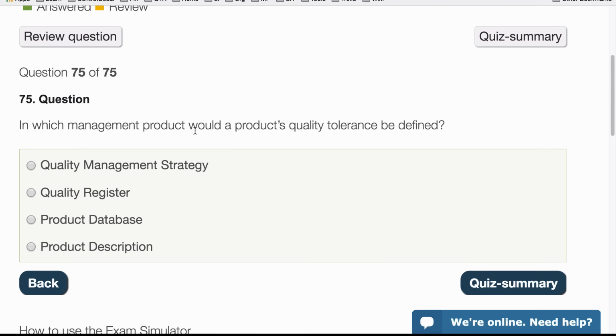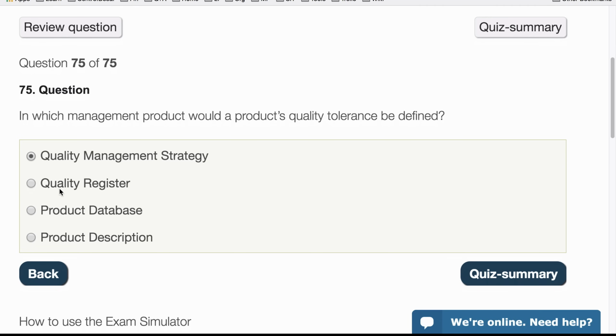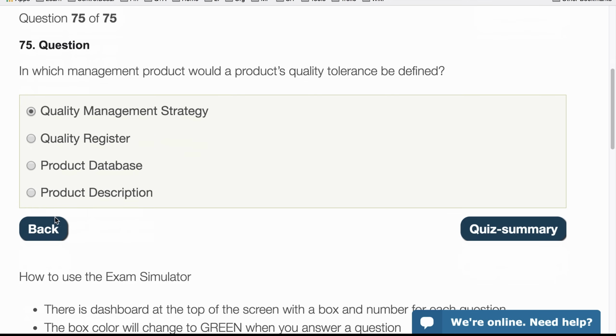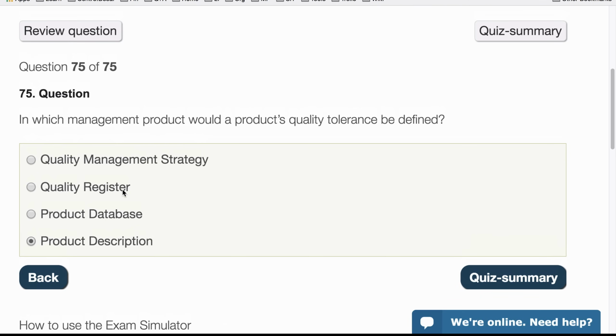In which management product would a product's quality tolerance be defined? So in which document do we talk about the quality tolerance of a product? The strategy document, no. Quality register, no. We keep other information there about when it's likely to be quality tested and if it passed or not. The product database, there's no such thing. And a product description, it's held in here. So it's one of the things: the quality we expect and the tolerances for each feature. It's in here. So that's it.